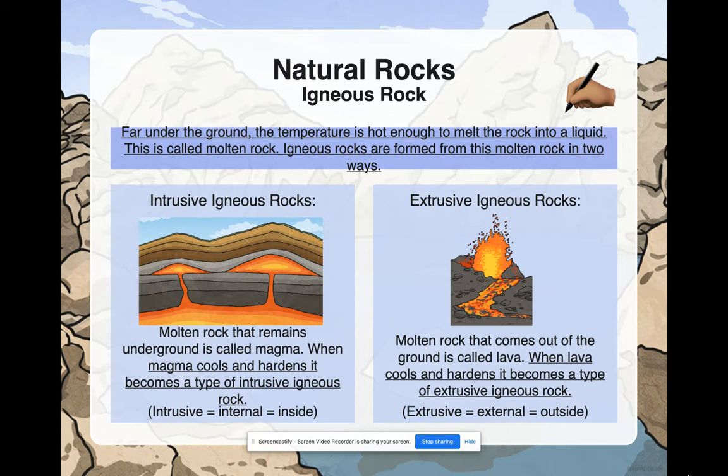So both lava and magma and molten rock are all types of igneous rock. So go ahead and make sure you write that down in your notebook. Both magma, lava, and molten rock are types of igneous rocks. I'll repeat that again. Molten rock, magma, and lava are 3 types of igneous rocks.